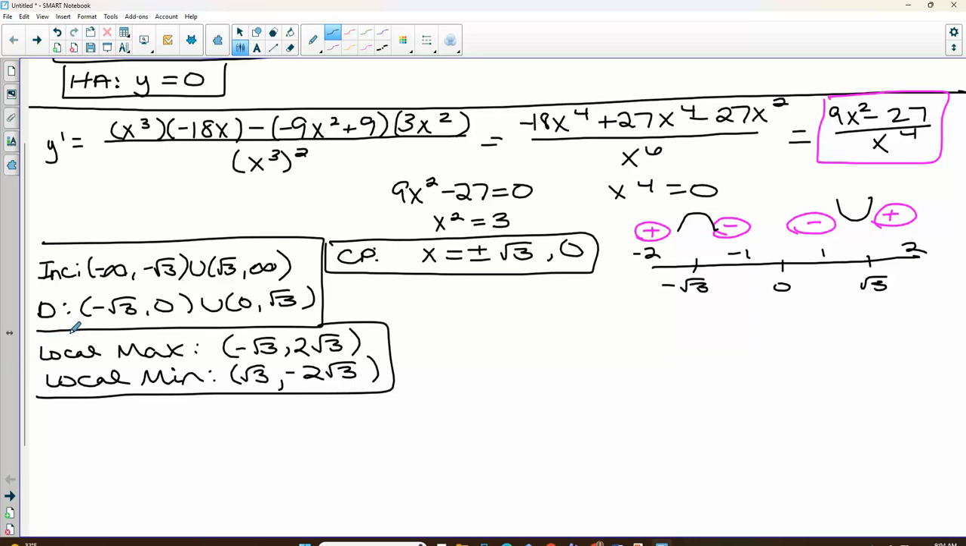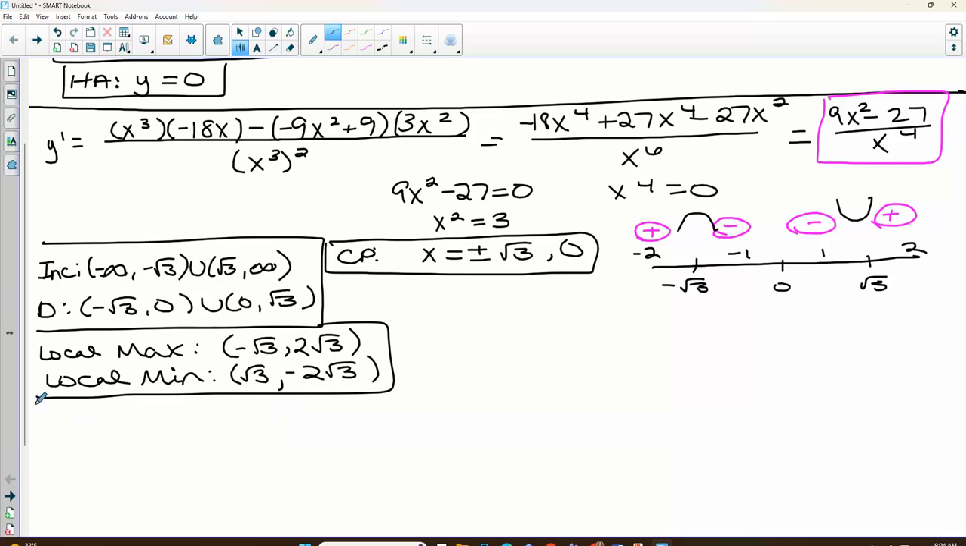I think the problems I gave you have much nicer points. Like you might have an inflection point with a radical. I don't think any of the critical points do. So I think the other problems are a little bit prettier than that.